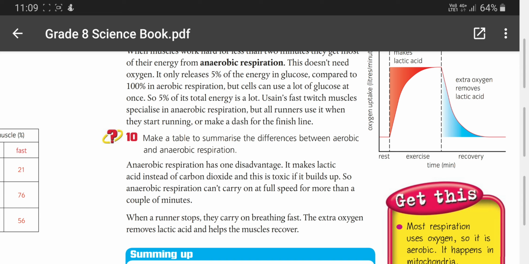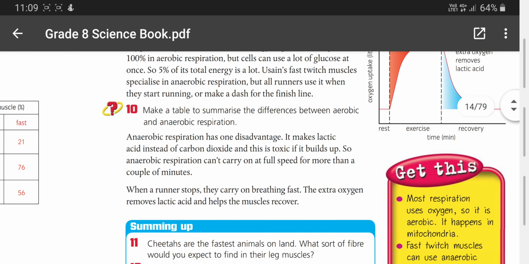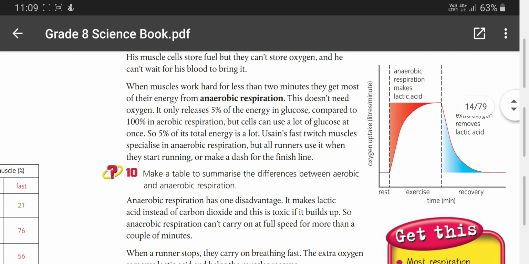He said here that anaerobic respiration can't carry on at full speed for more than a couple of minutes. So when the runner stops, they carry on breathing fast, and the extra oxygen removes the lactic acid from your muscles and helps the muscles recover, because it keeps aching you for a longer period of time.